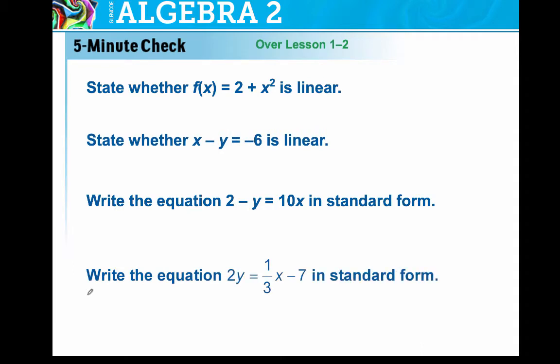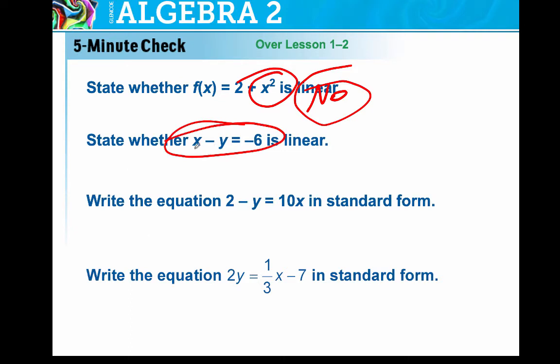First thing is a little 5-minute check here. How do you tell if something is linear? Remember, you need to be able to write it in either standard form or in y equals mx plus b form. This has a squared, so it's a big fat no, right? Is this linear? I believe it is. It's in the form of ax plus by equals c right now. You could also solve and put it into y equals mx plus b form. So this is a yes.